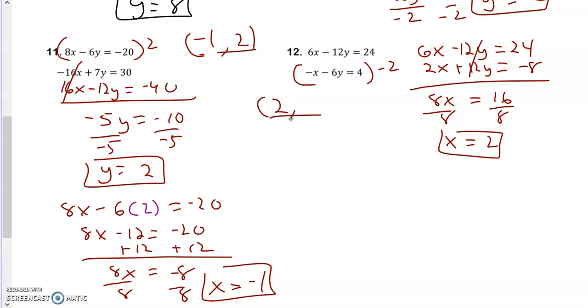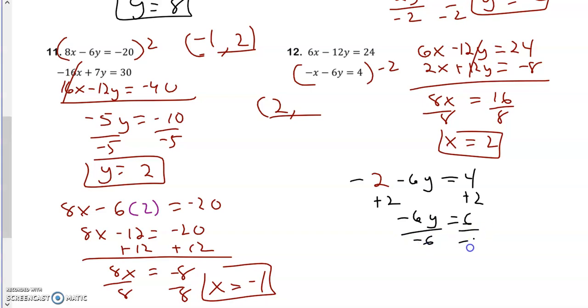And then I'm just going to use the bottom one. So I know that I have a negative, and then I'm going to put in my 2, and then I'm going to have a minus 6y equals 4. And then I'm going to add 2 to both sides, and I get negative 6y equals 6. Divide by negative 6, and y equals negative 1.